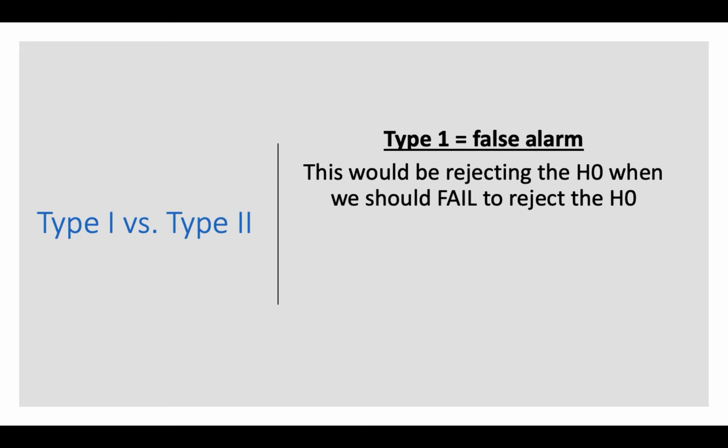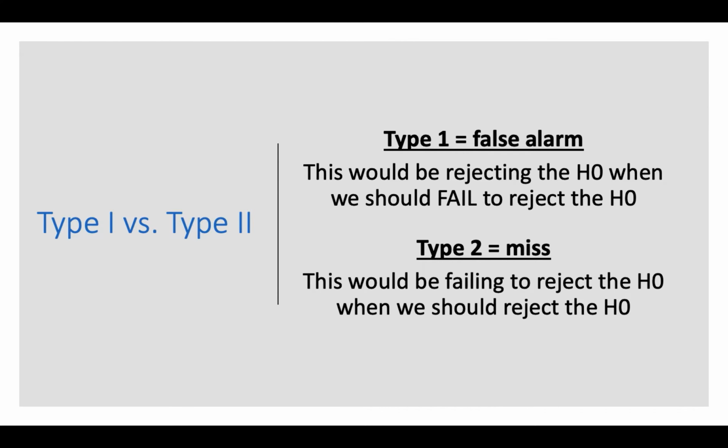So let's look at these two together, all right? So type 1 is a false alarm. This would be rejecting our null hypothesis when we should fail to reject the null hypothesis. And a type 2 is a miss. This would be failing to reject the null hypothesis when we should be rejecting it, okay? And this will all start to make a little bit more sense as you become more comfortable with hypothesis testing.